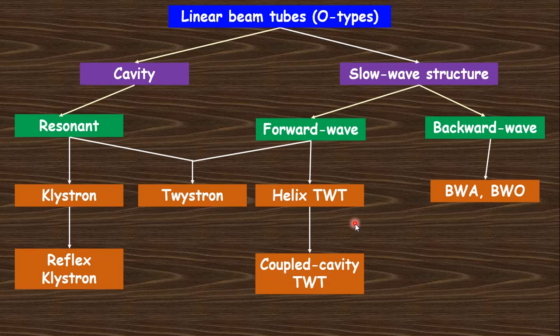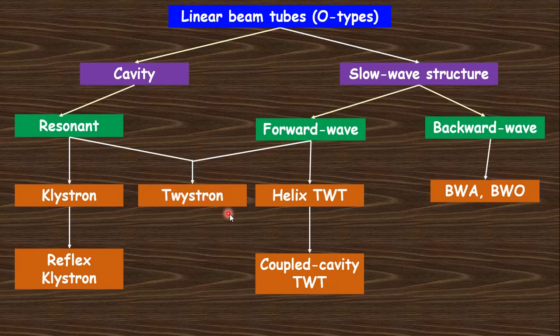These are the forward wave, and the backward is BWA, backward wave amplification, and backward wave oscillation. The combination of these two, actually the combination of klystron and the helix TWT, is known as the tristron.